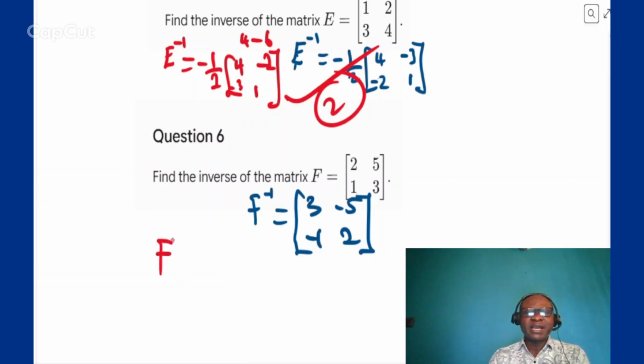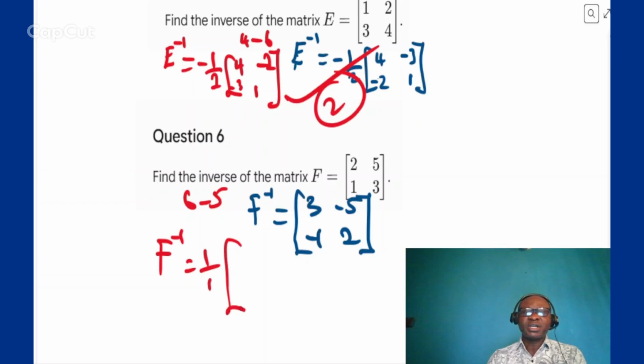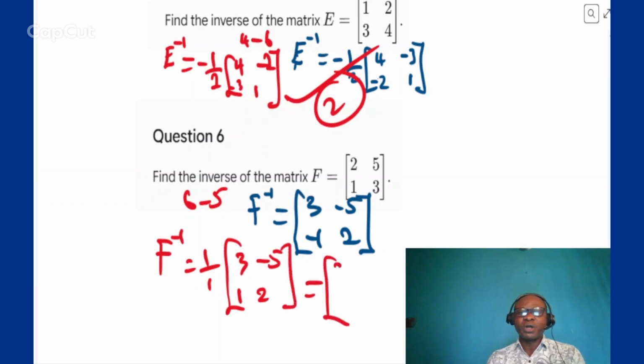So therefore, to check your work, first, the determinant is 6 times 2 minus 1 times 5, which is 5. So making the inverse to become what? 1 over 1, isn't it? Yes, sir. Then when you swap the leading diagonal, you have 3, 2, then negative 5, 1. Making your final answer to become what? 3, negative 5. This place is going to be negative 1. So then negative 1 and then 2. And that is exactly what you got, right?